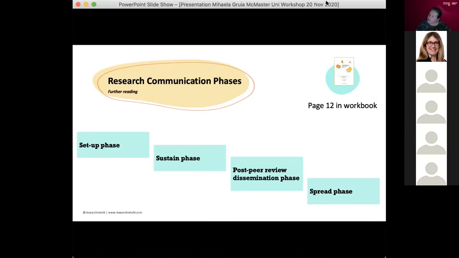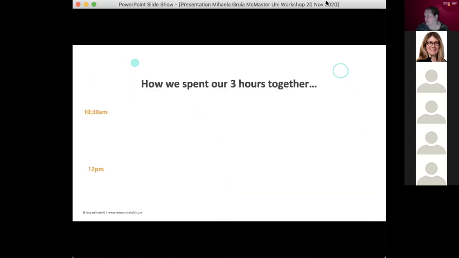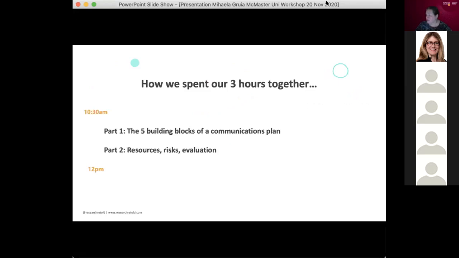Just wrapping up, we've spent 3 hours together looking at these 5 building blocks of the communications plan, and then looked at the resources, risks, and evaluation.